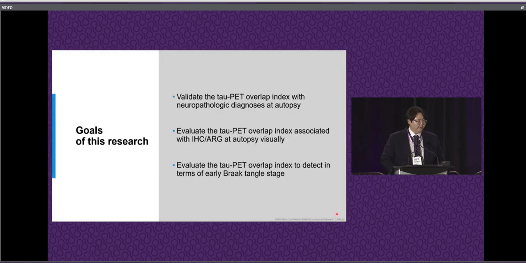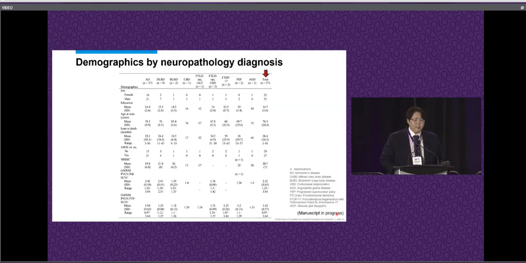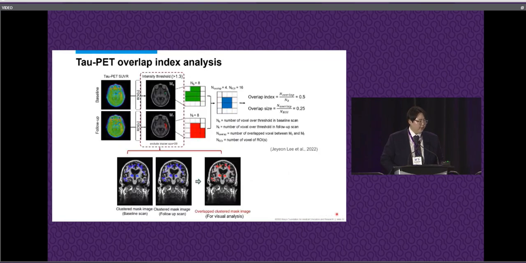So in this study, we tried to validate the tau PET overlap index with neuropathologic diagnosis at autopsy, evaluate the tau PET overlap index associated with IHC and ARG at autopsy visually, and evaluate the tau PET overlap index's ability to detect early Braak tangle stage. For this study, 57 participants were included who underwent serial tau scans and autopsy. The tau PET overlap index was adopted for validating tau PET OI potential.